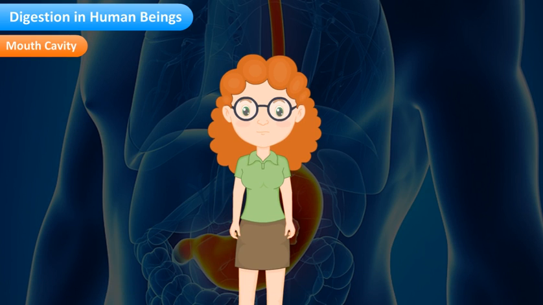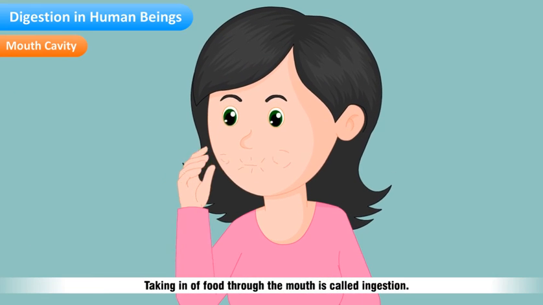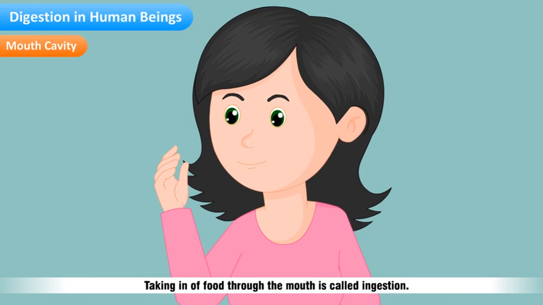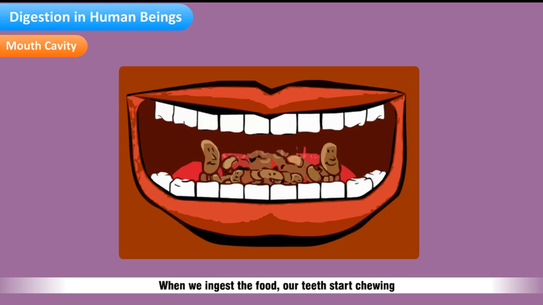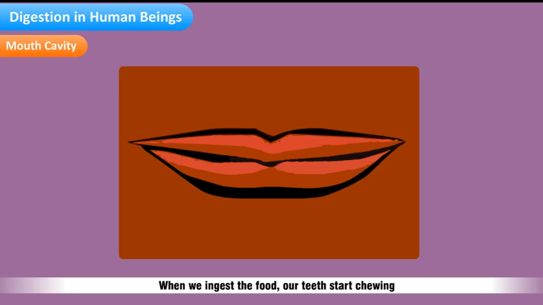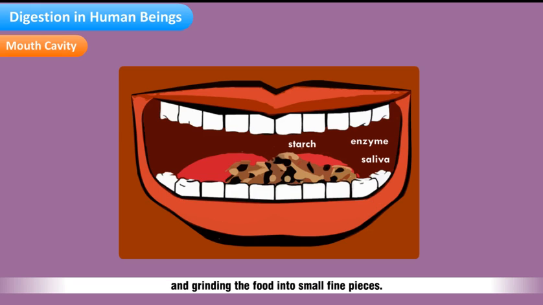Mouth cavity. Taking in of food through the mouth is called ingestion. Breaking down of food in the mouth occurs in two ways: mechanical digestion and chemical digestion. When we ingest the food, our teeth start chewing and grinding the food into small fine pieces. This is called mechanical digestion.